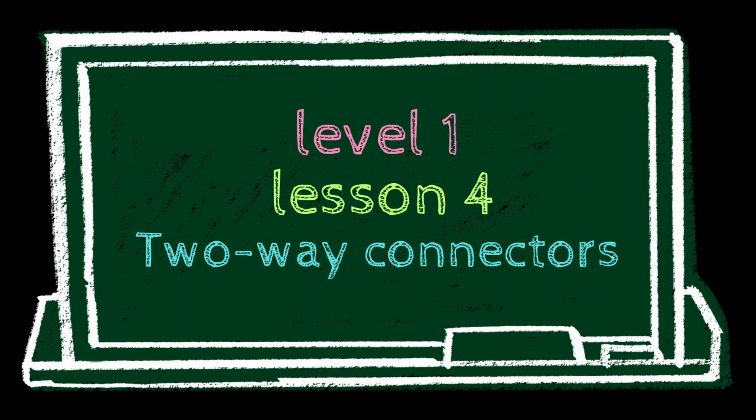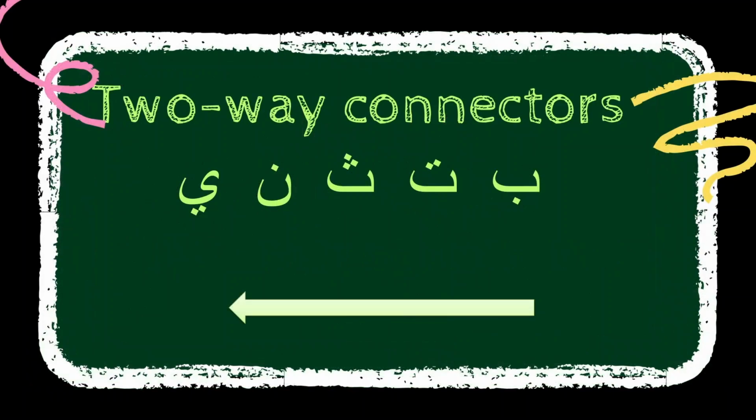This is the fourth lesson in our Arabic alphabet series. In today's video, we will learn 5 letters. All of them are two-way connectors, and we will learn how to pronounce them with the long and short vowels, how to pronounce them in certain words, and then we will learn how to write them. In today's video, we will work on the ba, ta, tha, noon, and ya.